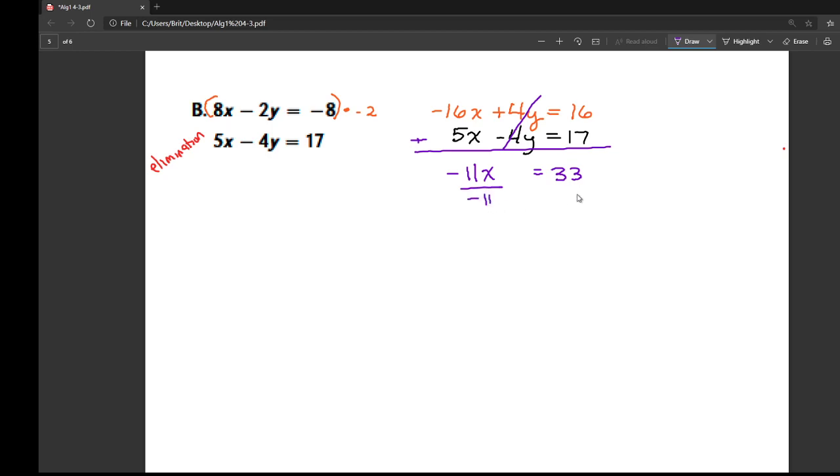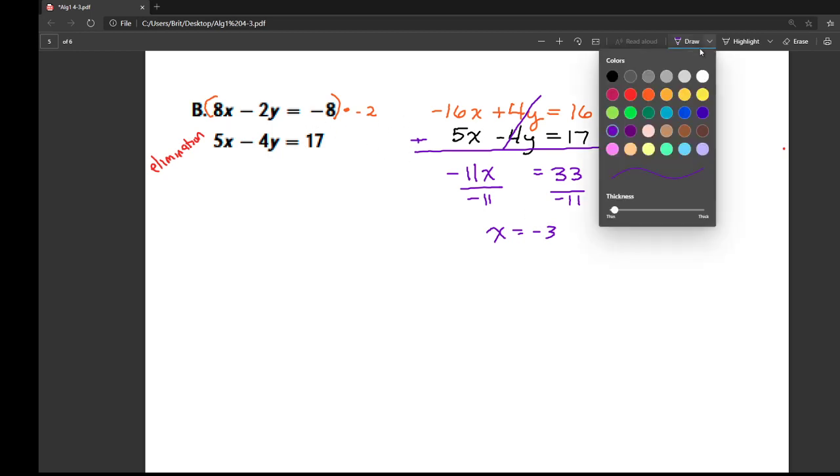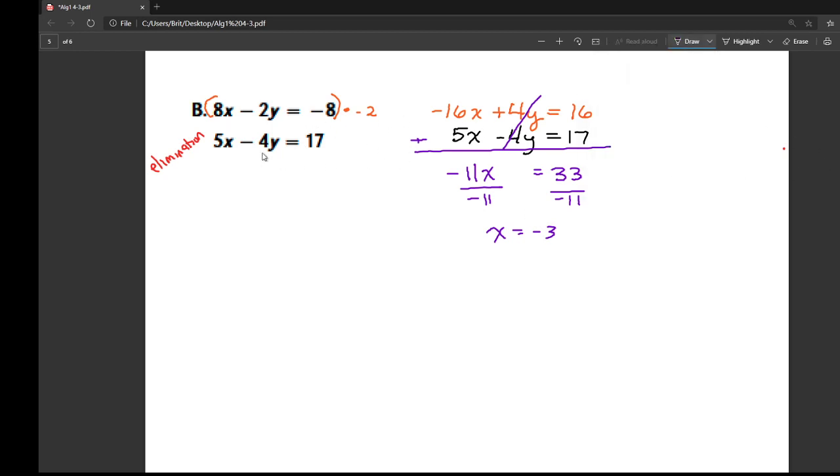So if I divide both sides by that negative 11, I get that x is equal to -3. Now I can go back to any of these equations and substitute that -3 in here. I think it looks a little easier for me to use this one, so I'm going to go ahead and use the black equation. But it doesn't matter which one you choose. It's going to work the same way every single time.